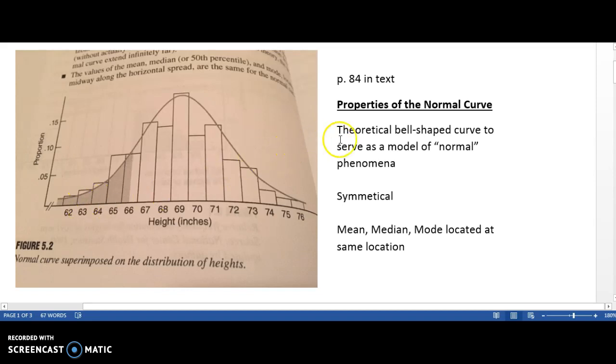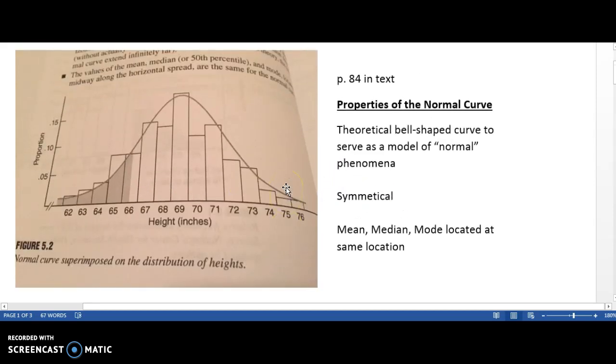A couple of the key pieces of the normal curve. Again, it's a theoretical bell-shaped curve that is used as a model for normal phenomenon. It's also symmetrical. Use the understanding that this is a symmetrical graph to help you down the road. So that, for example, if 69 inches here is our mean and our median, you can understand that roughly 50% or half the population is above that average and about 50% below. And if you're at, for example, 71 inches, which is 2 inches away from the 69, you're about equally likely to be 71 inches as you are 67 inches.